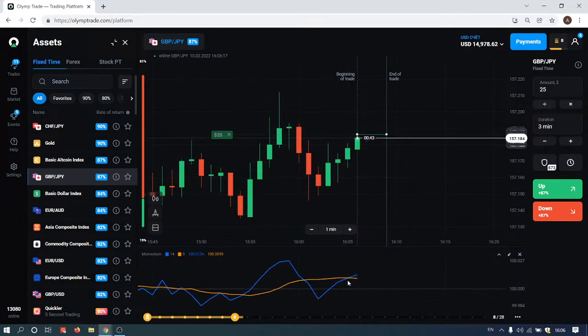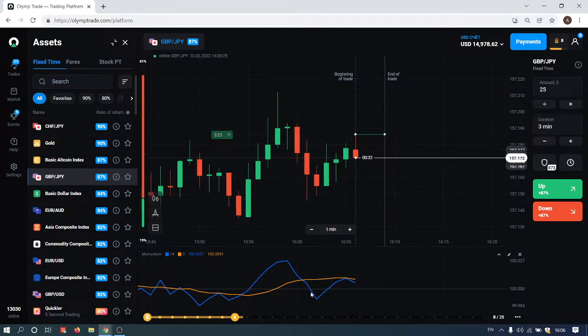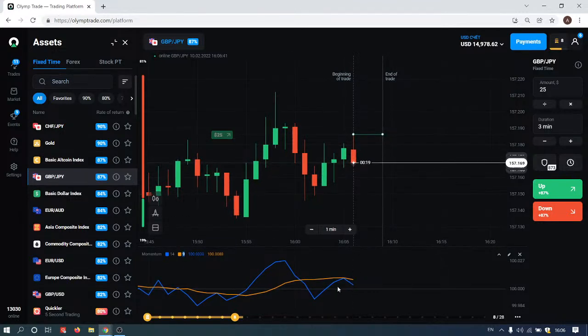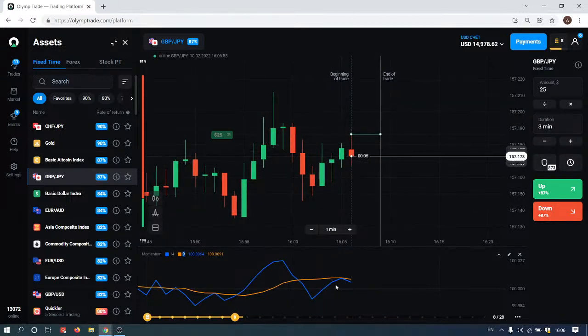When the blue line crosses the orange line, let's call this signal number 1. The blue line is the faster one, because the orange line is basically a simple moving average with a period of 9, so it's always slower. When the fast blue line crosses the orange line in the upwards direction, that's the time when you want to open an up trade. So I quickly did so, they crossed.